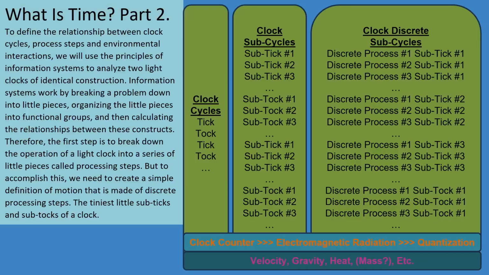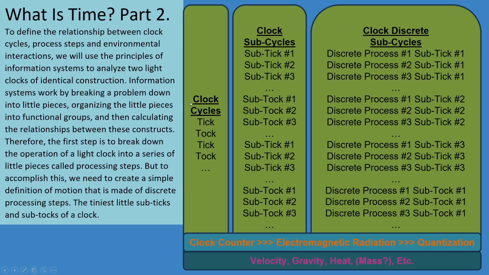To define the relationship between clock cycles, process steps, and environmental interactions, we will use the principles of information systems to analyze two light clocks of identical construction. Information systems work by breaking a problem down into little pieces, organizing the little pieces into functional groups, and then calculating the relationships between these constructs. Therefore, the first step is to break down the operation of a light clock into a series of little pieces called processing steps. But to accomplish this, we need to create a simple definition of motion that is made of discrete processing steps, the tiniest little subticks and subtalks of a clock.